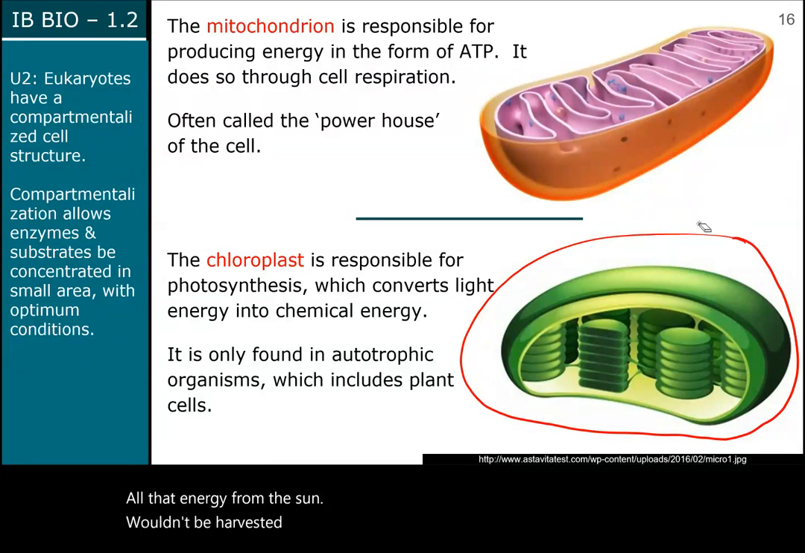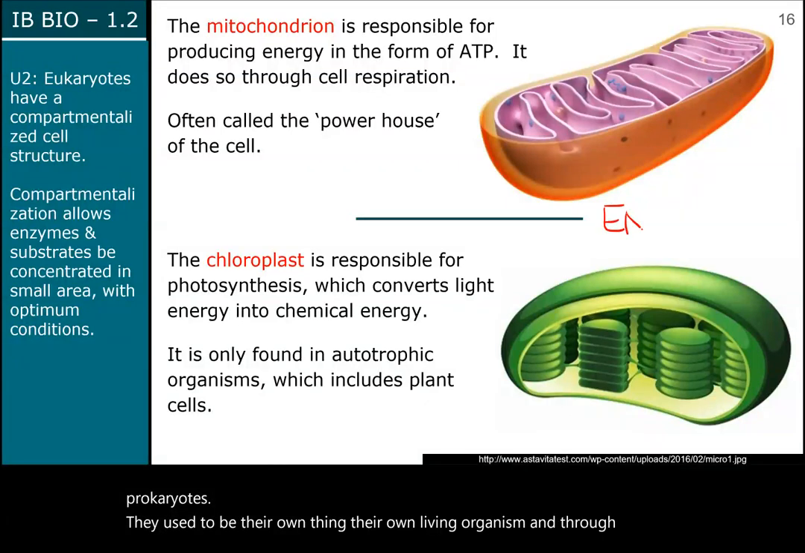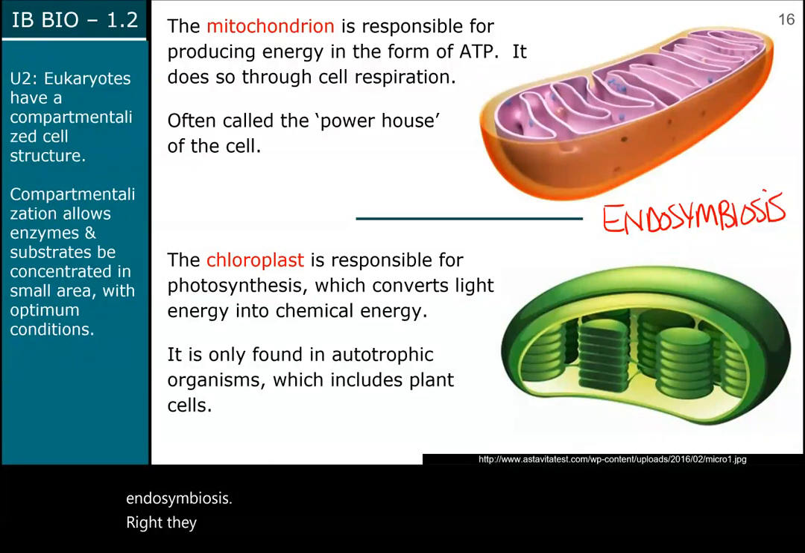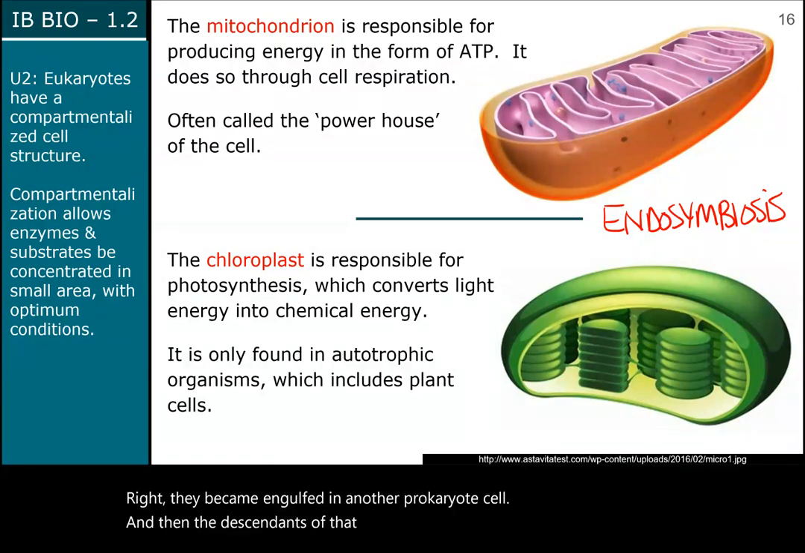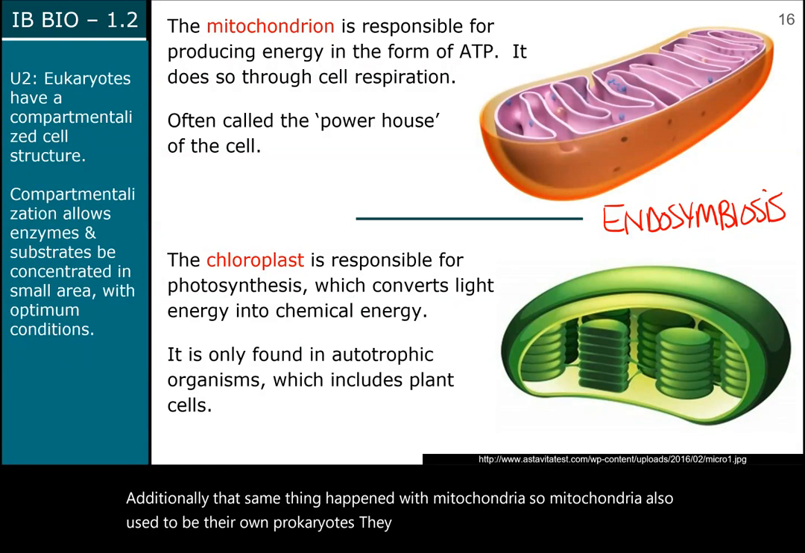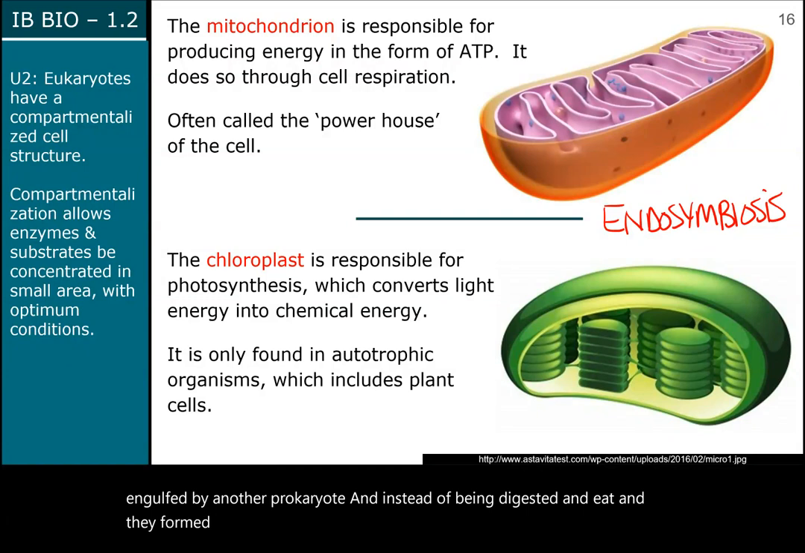Now, these guys actually used to be their own prokaryotes. They used to be their own thing, their own living organism. And through endosymbiosis, they became engulfed in another prokaryote cell. And then the descendants of that fortuitous merger became plants. Now, additionally, that same thing happened with mitochondria. So mitochondria also used to be their own prokaryotes. They were their own thing, and they were engulfed by another prokaryote. And instead of being digested and eaten, they formed a mutual symbiosis, endosymbiosis.